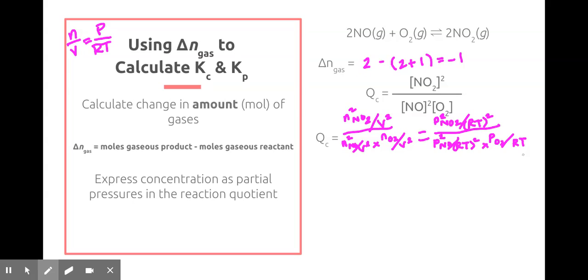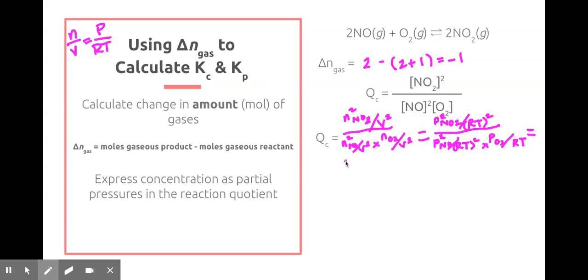Convert. So now we've done the first step: initially we expressed our concentration as molar concentrations, and we have now converted it into our partial pressures. Once we have the partial pressure form, what we can do is pull out all of those RT expressions, so that we can simplify this and make it look a little nicer. So when you separate the partial pressures from the RT terms, this is what you should get.